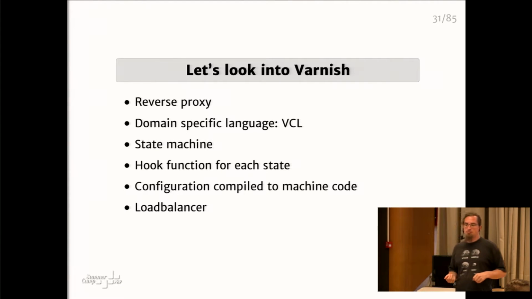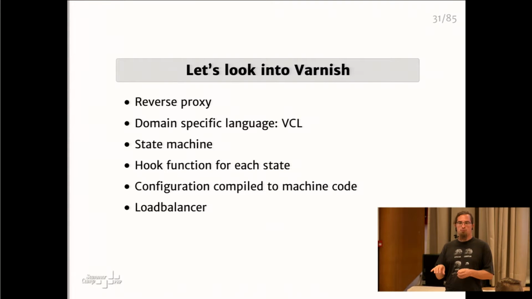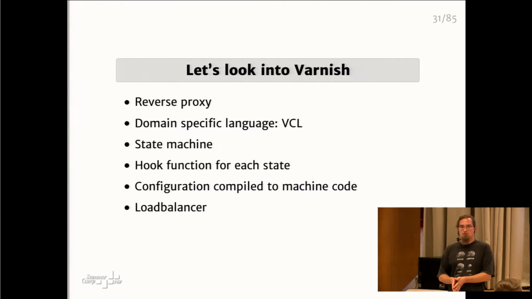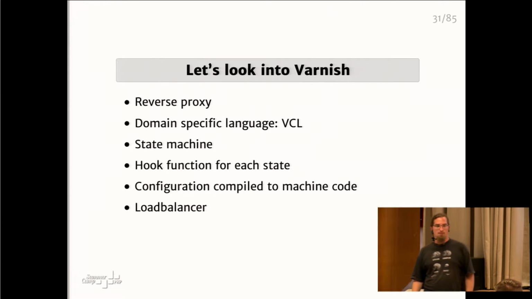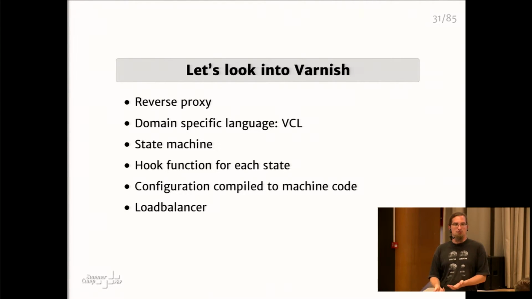For each of these states, there is a hook function. That bit looks a bit like Drupal. You just implement that function in your configuration file, and if it's there, it will be called. Then the configuration, on startup of Varnish, is translated to C code and then compiled and linked with the Varnish server so that it's as fast as possible. I don't have any numbers to impress you with, but it's really, really fast when Varnish can have a cache hit, and also when it goes through to the backend, the added overhead is really, really small.